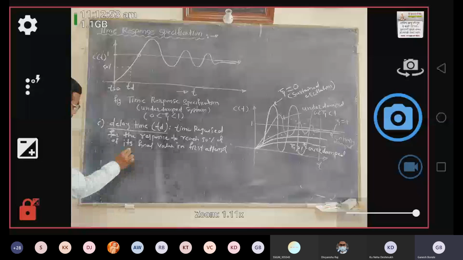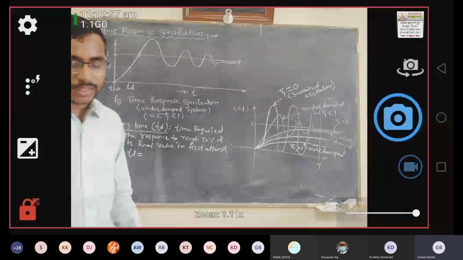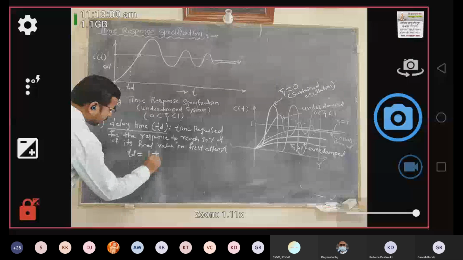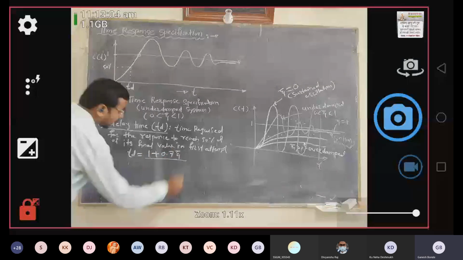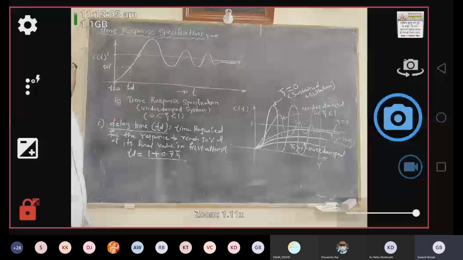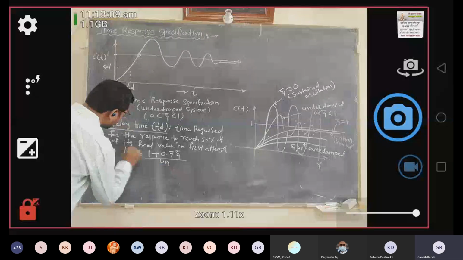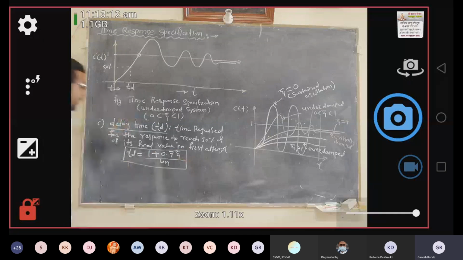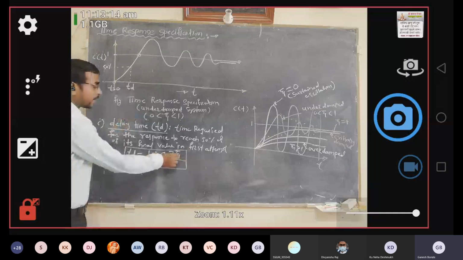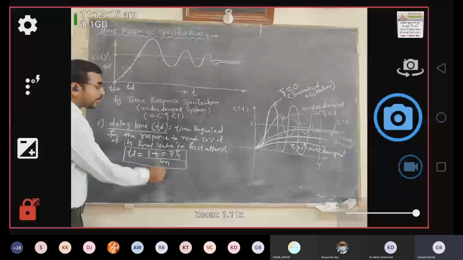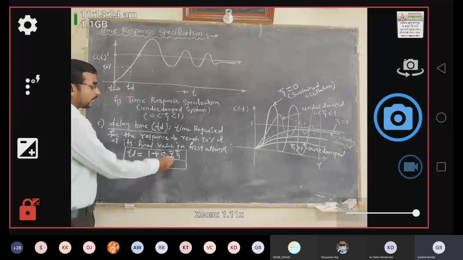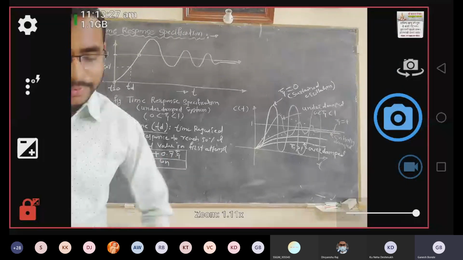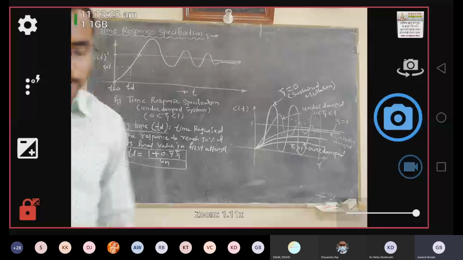Then the expression for delay time td is given by (1 + 0.7 ζ) / ωn. This is the empirical formula for delay time td, where ωn is the undamped natural frequency and ζ is the damping ratio. So this is about delay time.